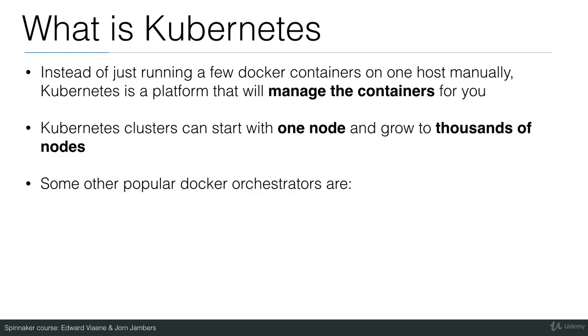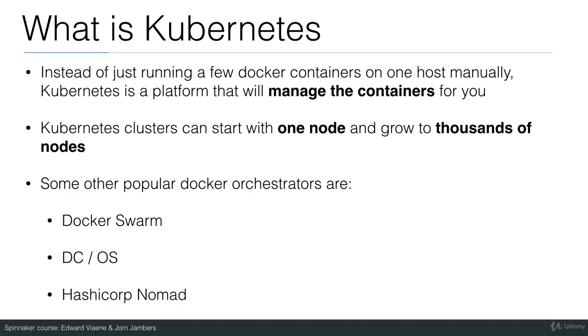Some other popular Docker orchestrators exist, and they are Docker Swarm, which comes with Docker by default. In the latest Docker version, you will also have a built-in Kubernetes next to Swarm. That's also interesting to know. You have DCOS, which is also supported by Spinnaker. DCOS is an alternative orchestrator for Docker, and you can also use that one. And you also have HashiCorp Nomad, which is also an alternative. Nowadays, they say that Kubernetes won the orchestration wars, and Kubernetes is the most popular one. So that's why we are going to cover Kubernetes.